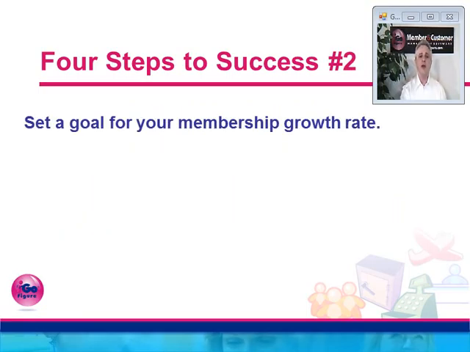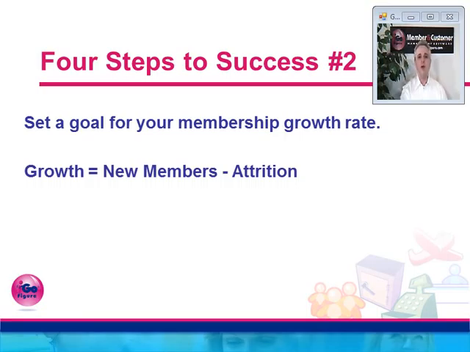Number 2, set a goal for your membership growth rate. Figure out how you're going to reach it. Remember that your growth equals your new members minus your attrition. So you're probably going to want to increase your total number of new members or lower your attrition. Most people will look for ways to increase their total number of new members.